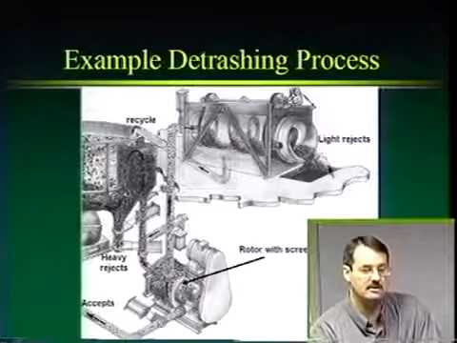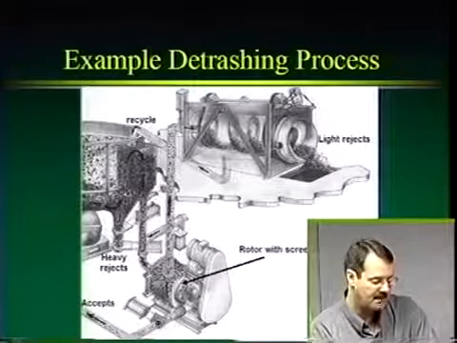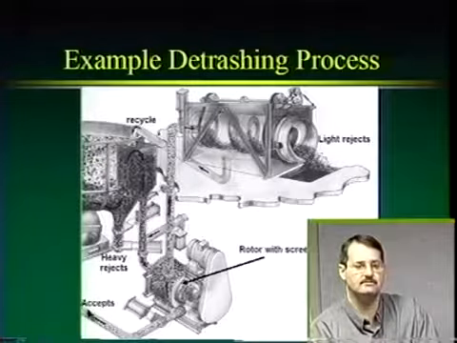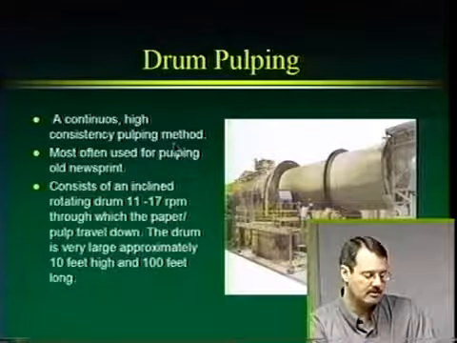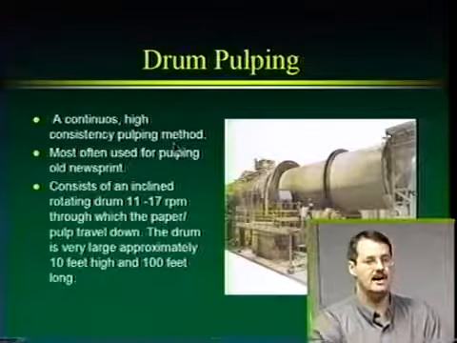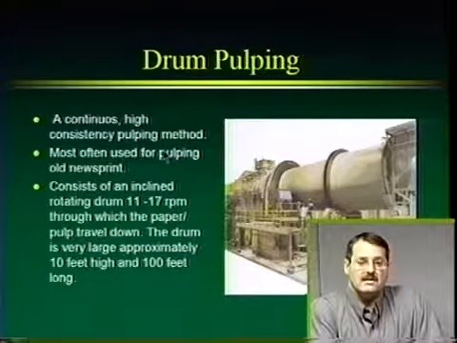Heavy rejects and light rejects are our rejects, and we get our accepts out this part right here. So that's another common continuous low consistency pulping process. Now, as always, we've got the exception to our rule.